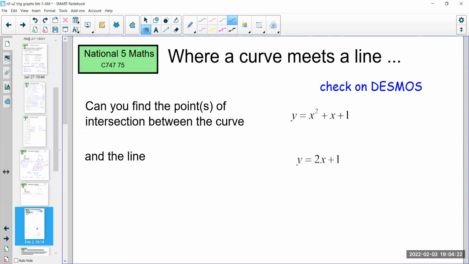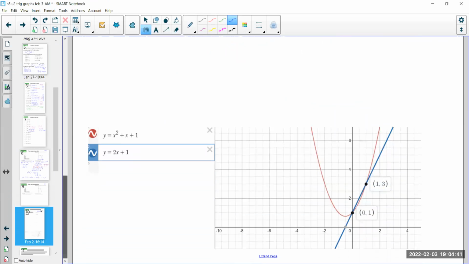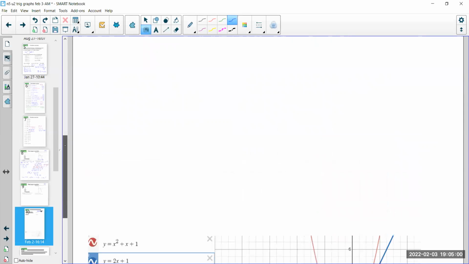What other type of question might you guys be asked to do? You might be asked to find the point of intersection between a curve and a line. Remember, we said these were a curve and the line. So if I give you this as an exercise to do, first thing I would expect you guys to do is this. I'm looking for the intersection of x squared plus x plus 1 with a straight line 2x plus 1. Desmos is giving you already the answer that you're looking for. So now, what do we need to do to find the answer?